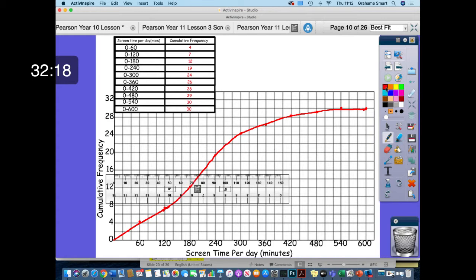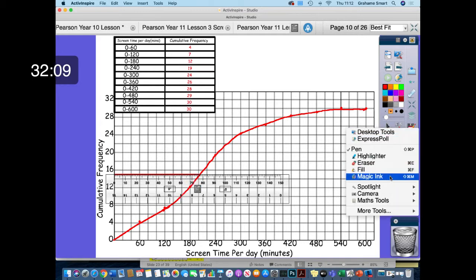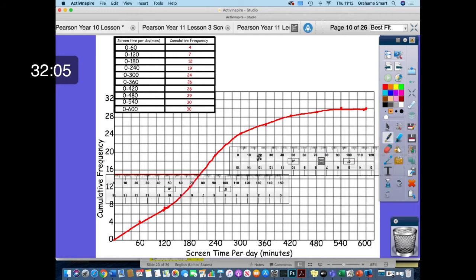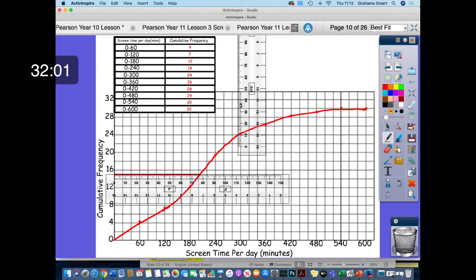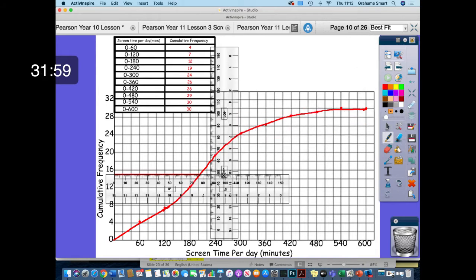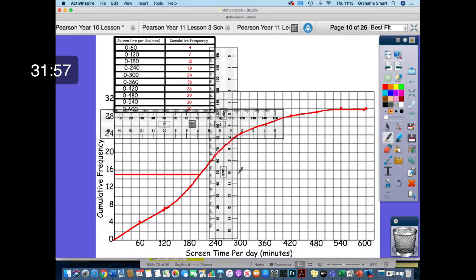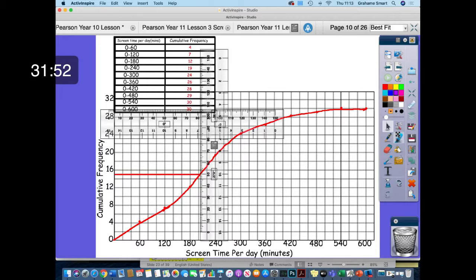I'll do it in red as well. Let's make sure I keep the colours consistent. And I've gone across there. Okay, I'm actually going to bring out another ruler now, and I'm going to rotate it quickly. I'm going to use this to go down. It's actually easy to have two rulers when you're using Active Studio Open. It makes it quicker. So I'm going to do a line going straight down there. Okay, again, let's make sure that's in red pen.